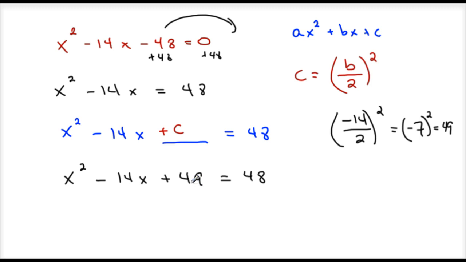But I can't just add 49 to one side. If I do that, it's going to unbalance my equation. So if I add 49 to the left, what do you think I should do to the right? Add 49 as well. Okay, this is very important. Add your 49 here.